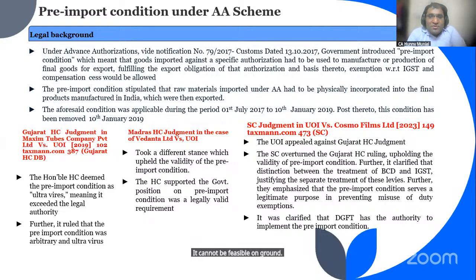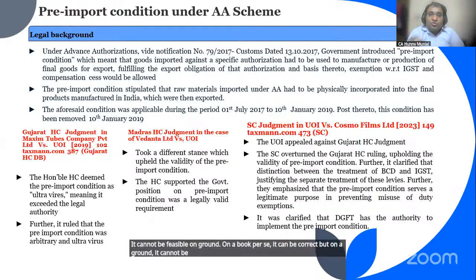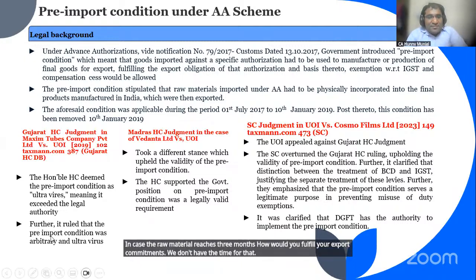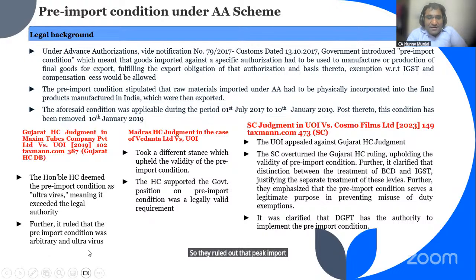On a book per se, it can be correct, but on the ground, it cannot be feasible because you don't have actual time to manufacture. In my example, I've taken a very short time, which is 2 months. In case the raw material reaches in 3 months, how would you fulfill your export commitments? You don't have time for that. So they ruled that the pre-import condition is arbitrary and ultra vires.